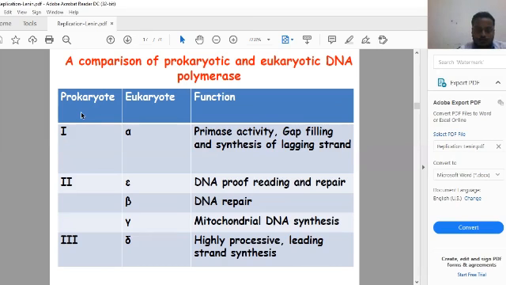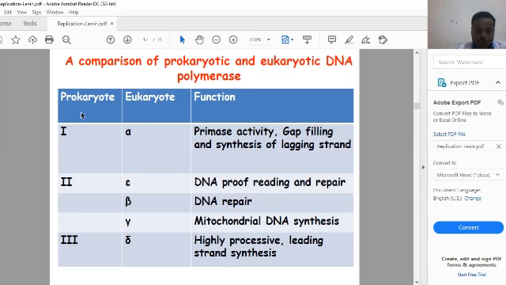What is the function of each group? The primase activity, gap filling, and synthesis of the lagging strand. Prokaryotic DNA polymerase 1 and eukaryotic alpha have primase activity, gap filling, and lagging strand synthesis. Then DNA polymerase 2 and epsilon act in proofreading and repair of DNA replication.